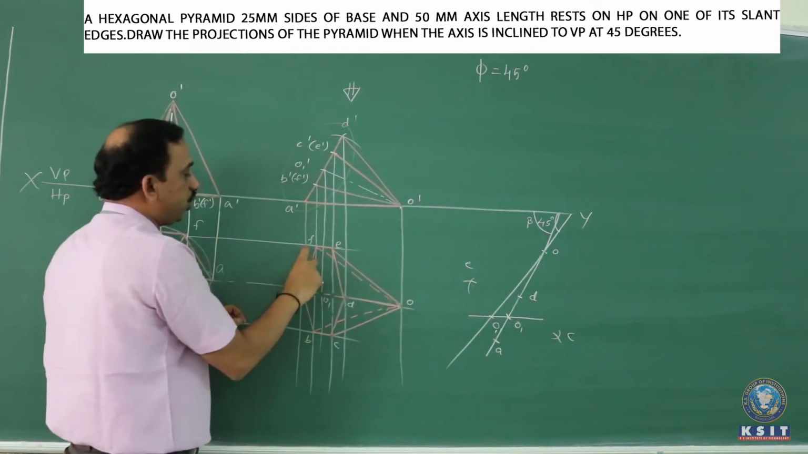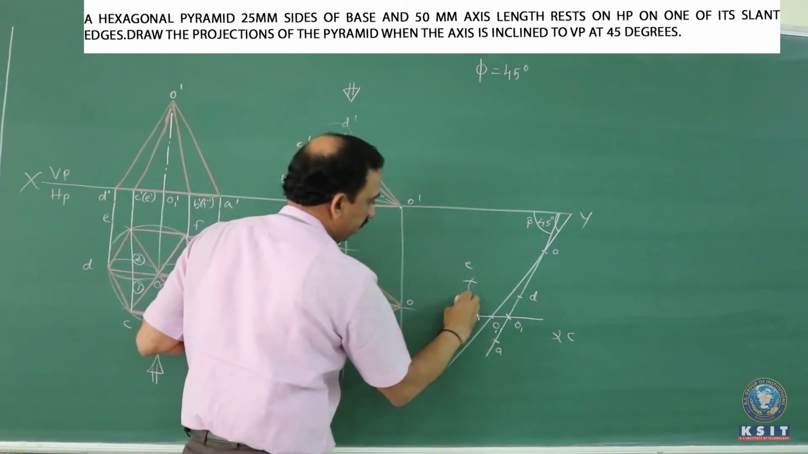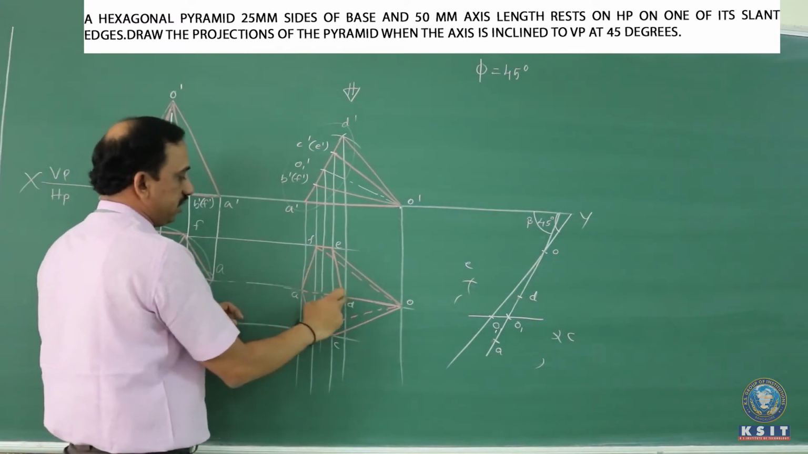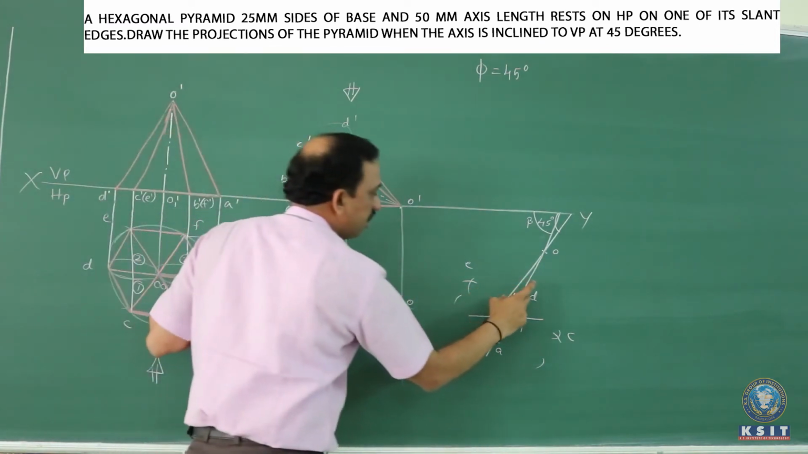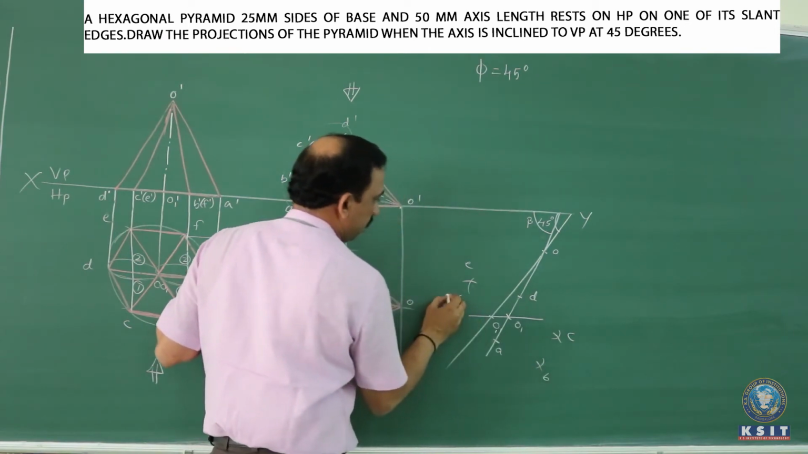Similarly, measure A to F, it's the same distance as A to B. With A itself as center, drop an arc on both the sides. Now measure D to F, it's the same distance as D to B. With D itself as center, cut these arcs. This is B, this is D.